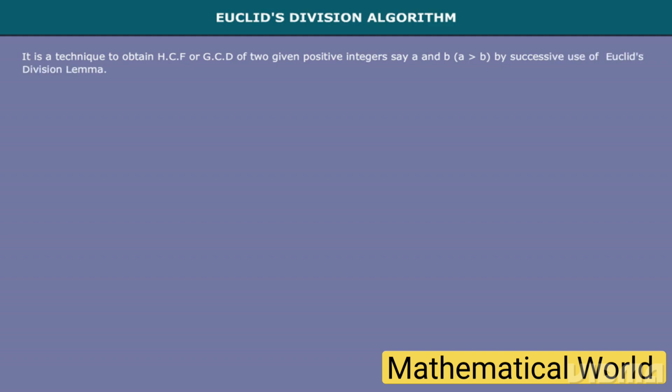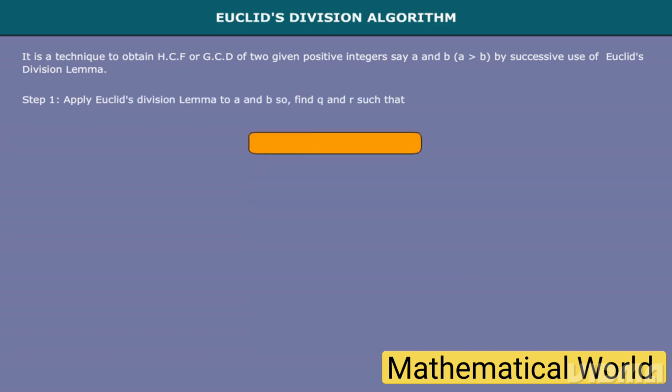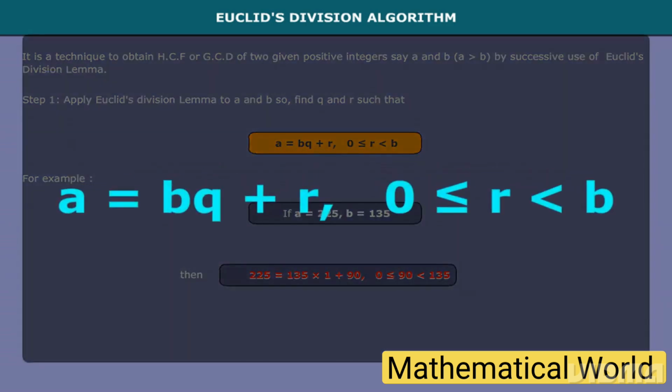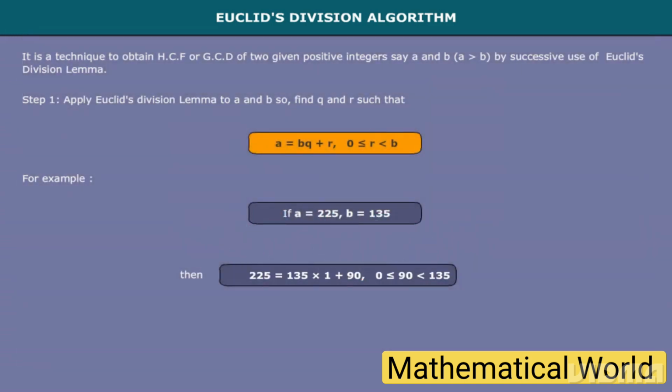Now we understand the steps to be followed in this algorithm with an example. Step 1. Apply Euclid's division lemma to a and b, so we find two whole numbers q and r such that a equals bq plus r, where r is greater than or equal to 0 and less than b. Like in the example, if a equals 225 and b equals 135, then 225 equals 135 into 1 plus 90, where 90 is greater than or equal to 0 and less than 135.